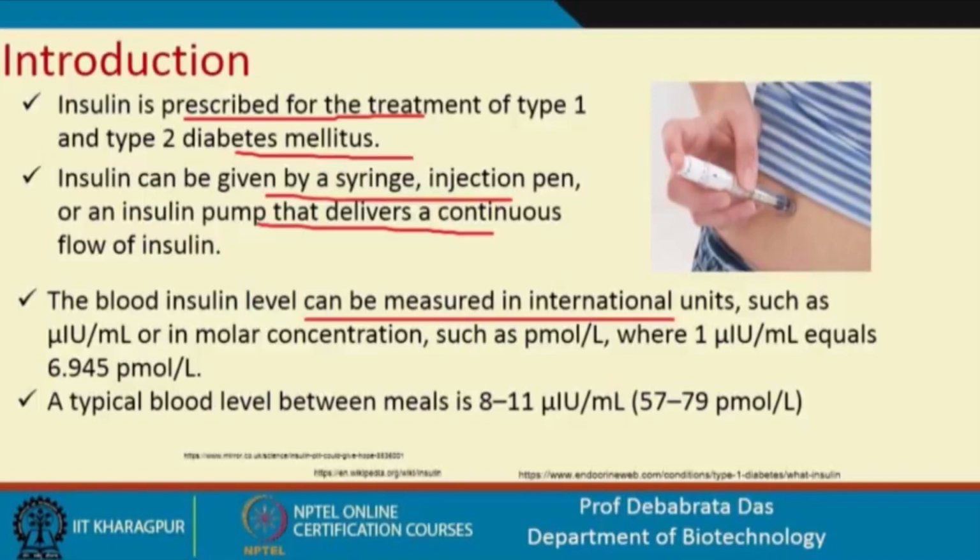Now the blood insulin level can be measured in international units, such as micro IU. IU stands for international unit per milliliter, or in molar concentration, such as pico, where P stands for picomoles per liter, where 1 micro IU per ml is equal to 6.945 picomoles per liter. A typical blood level between meals is 8 to 11 micro IU per ml, which is equal to 57 to 79 picomoles per liter.